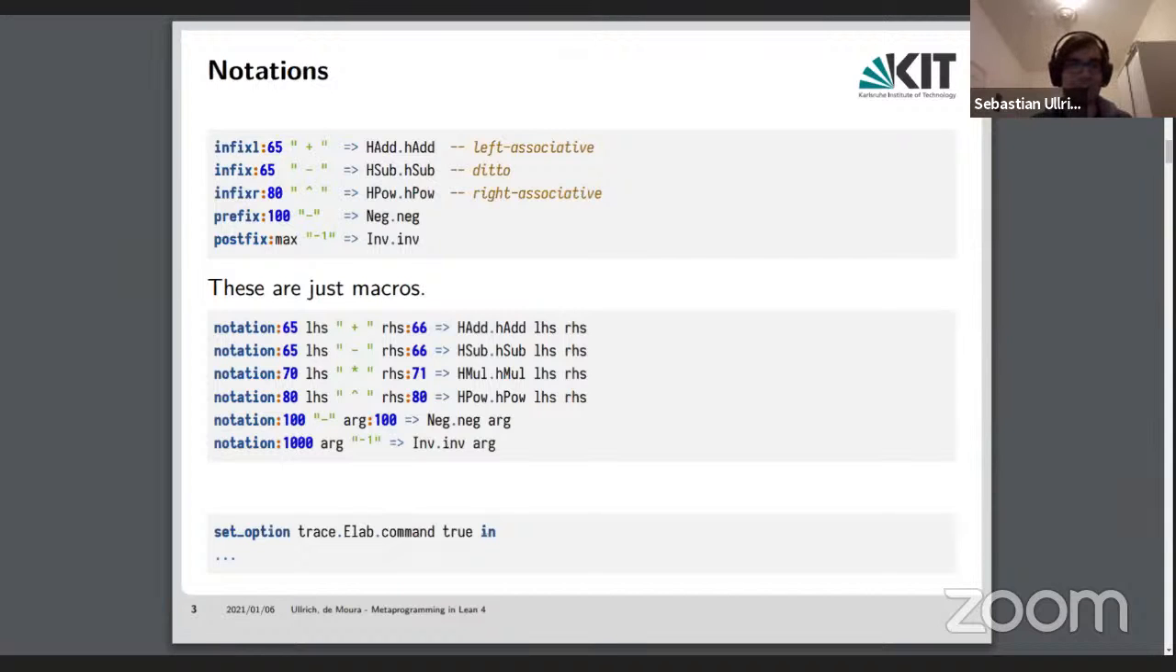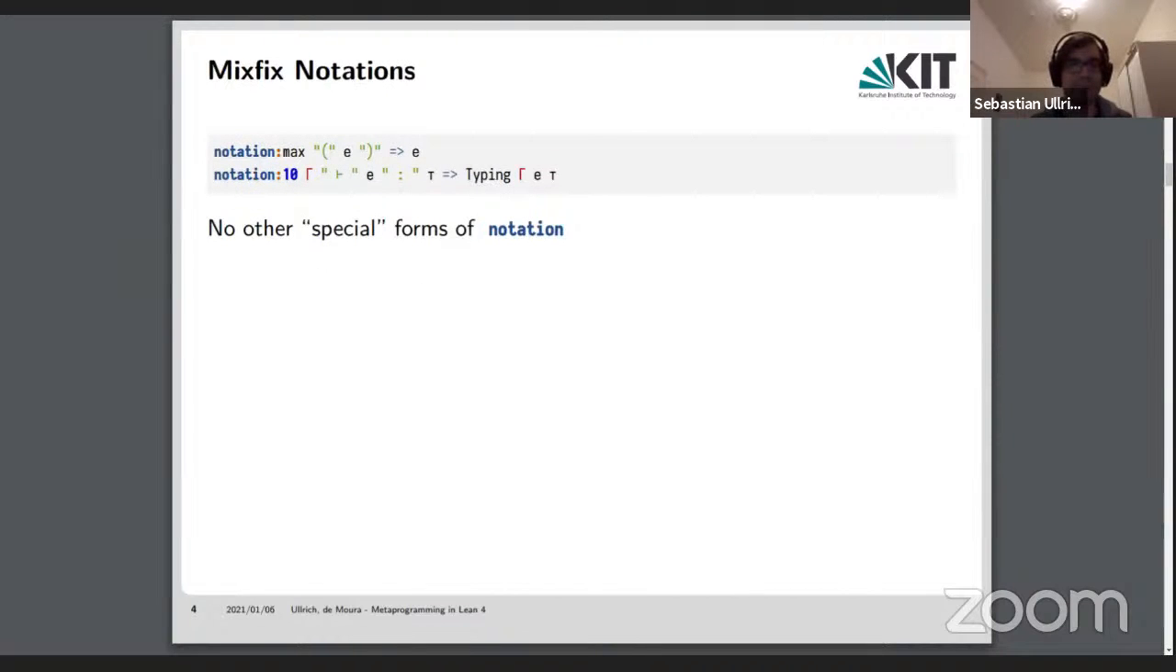Okay, let's see. What else is there to say about notation? So notation, of course, can have more general shape than just infix, prefix, postfix. We can use tokens at any place. We can have more than just two inputs, like in the second example. And we usually talk of mixfix notations in this generalization. But that's in fact it for Lean 4 notation. There are no other special forms like in Lean 3.